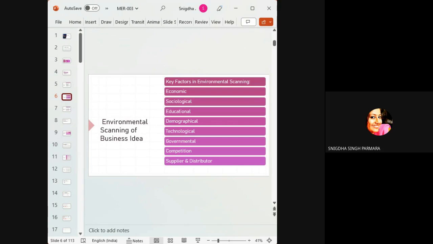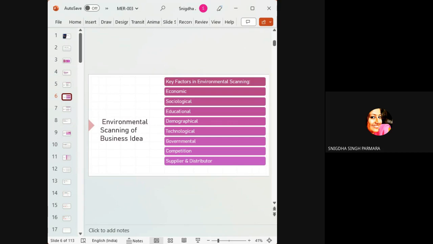Educational factors: the literacy level, the attitude towards learning and knowledge, the type of educational format, quality of higher education, professional education, all of these are considered before launching a business idea. Demographical factors, as in the age-wise distribution in population, the density of population, the income level, the gender composition, the occupational opportunities, etc.